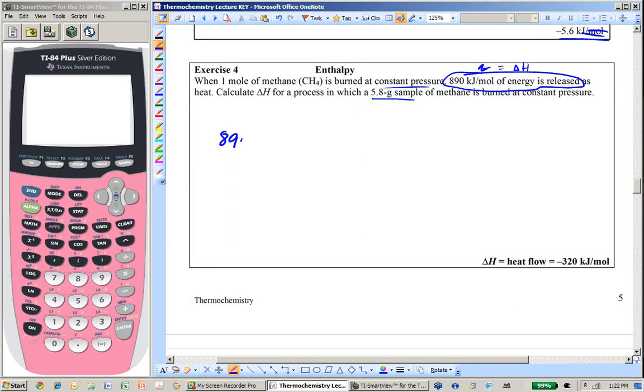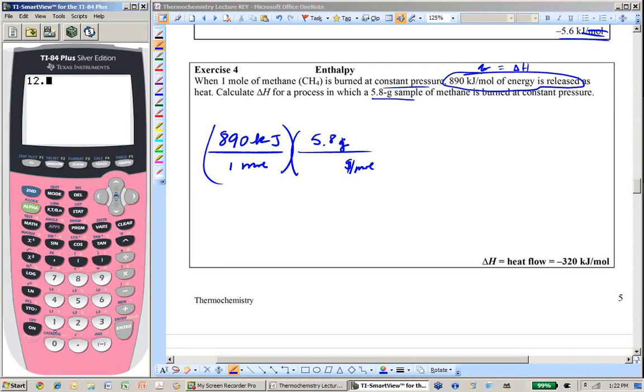Can you go from the fact that there's 890 kilojoules released for 1 mole versus how many moles you have, which is 5.8 grams divided by a gram per mole, which is going to give me a 1 over 1 over mole, which makes it mole, and then moles cancel, and I get kilojoules? Just dimensional analysis. So what is the molar mass of CH4? 12.01 plus 4 times 1.01 is 4.04, 16.05.